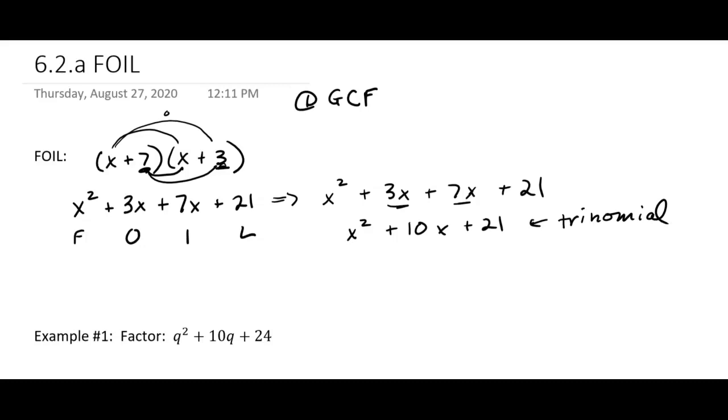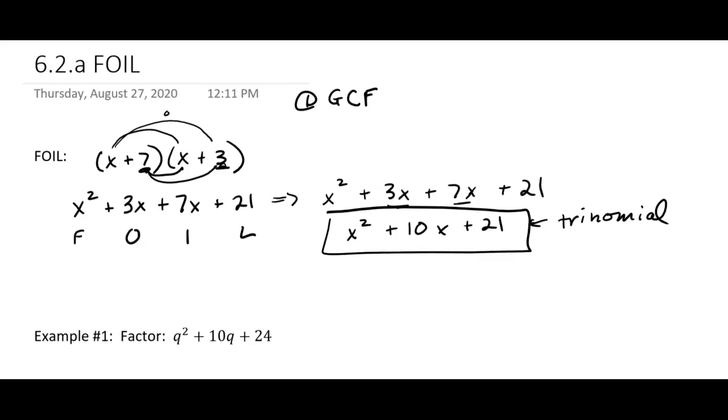And it has a degree of 2. It's an x squared. That's the highest degree on the term. So we call it a quadratic polynomial, but that's okay. We don't have to worry about that right now. Anyway, we get this cute little trinomial.